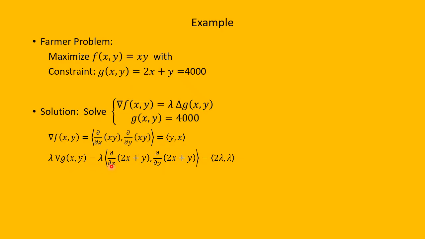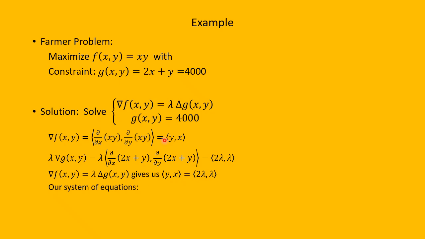Partial derivative with respect to x of 2x plus y, partial derivative with respect to y of 2x plus y. This partial derivative is just 2. This partial derivative is just 1. Lambda times (2, 1) is 2 lambda and 1 lambda. So then, if we look at this equation up here that we had with this particular f and particular g, that equation gives us that the vector (y, x) has to equal (2 lambda, lambda).